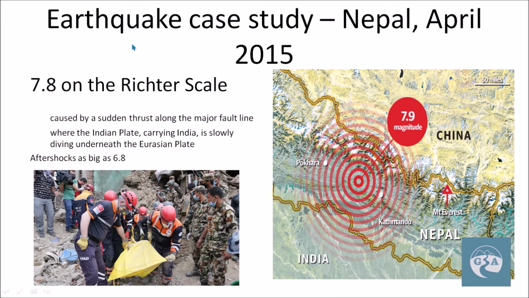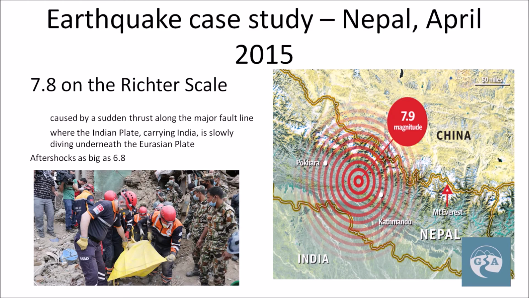The case study for the earthquake that I've chosen is Nepal, April 2015. Again, if you haven't actually studied this case study, it might act as a good alternative and comparative. The earthquake was measured at a 7.8 on the Richter scale. However, it's also measured in some places as 7.9. It was caused because of a sudden thrust along the main fault line where the Indian plate meets the Eurasian plate.